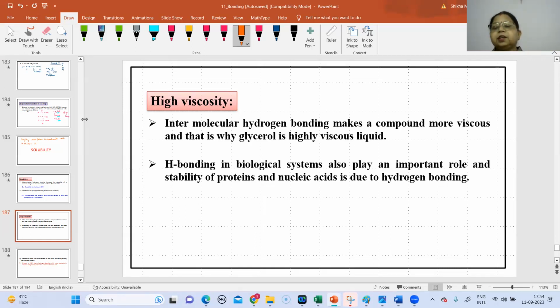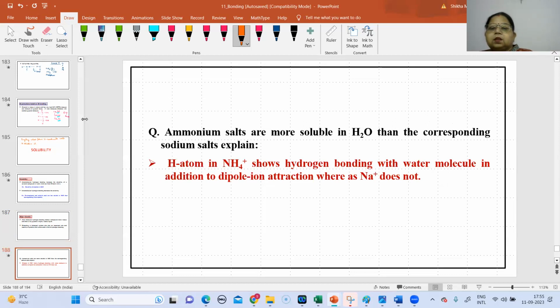Earlier, it used to be in class 10th. If you have understood it there, you will have seen that proteins and the amino acids have many bases, like purine bases and pyrimidine bases, right? And they are held together by hydrogen bonds. Then ammonium salts are soluble in water. Ammonia in any form is soluble in water.